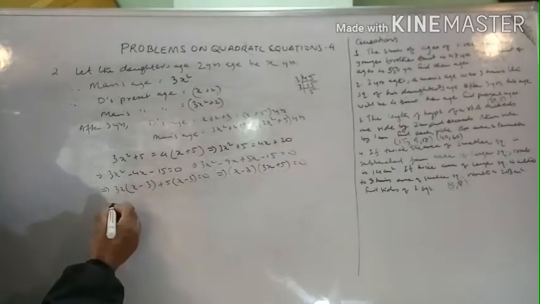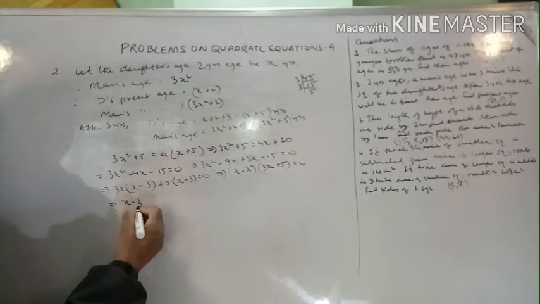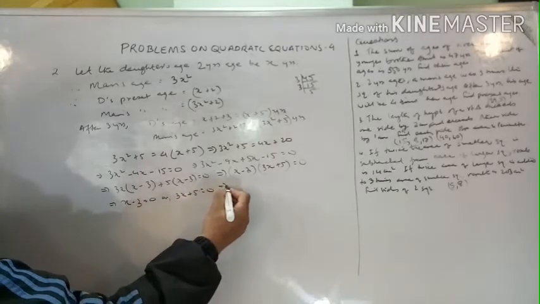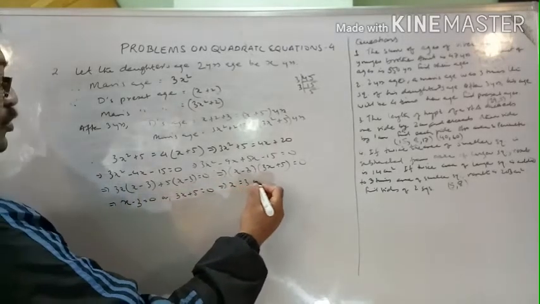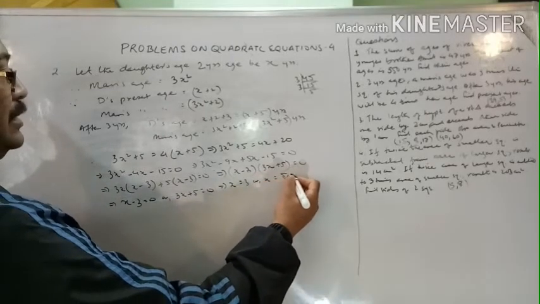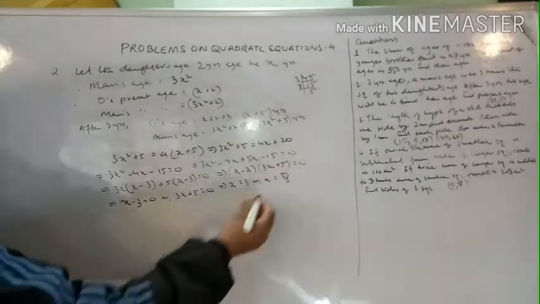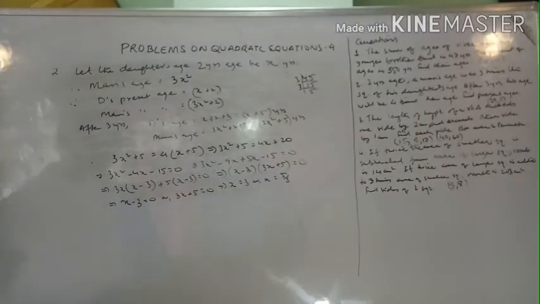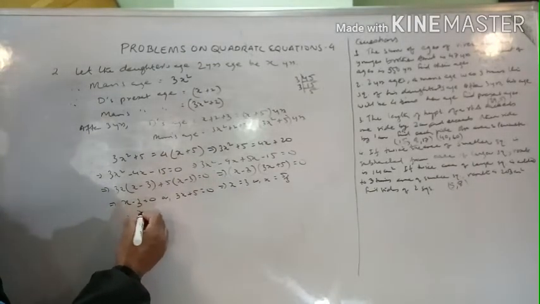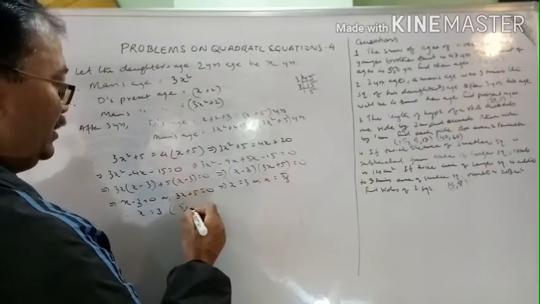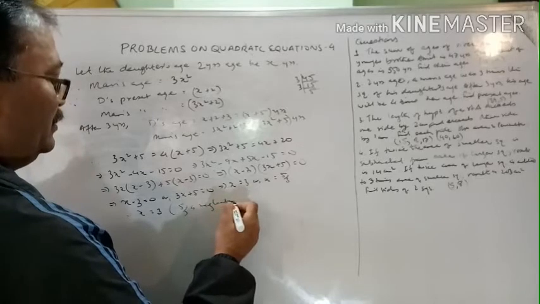Okay, so either x minus 3 equal to 0 or 3x plus 5 equal to 0, which implies x equal to 3 or x equal to minus 5 by 3. Here minus 5 by 3 is a fraction, and since x is in years, we take x equal to 3. Therefore x equal to 3 we take, and 5 by 3 is neglected.